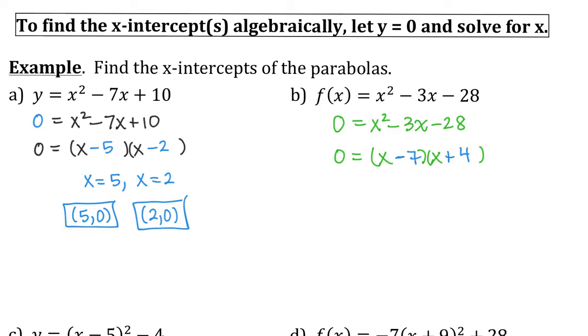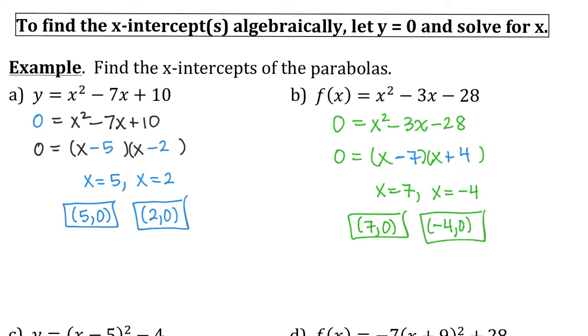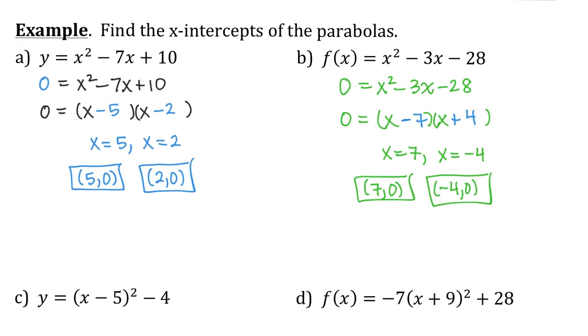I'm going to go ahead and solve for my x values. I get x is 7 and x is negative 4. If I was just solving, those are good solutions, but because we're representing x-intercepts, we want to write them as ordered pairs because they're points on the graph. So x is 7, y is 0, is one of my intercepts, and then (-4, 0) is my other intercept. Okay, let's do 2 more together.